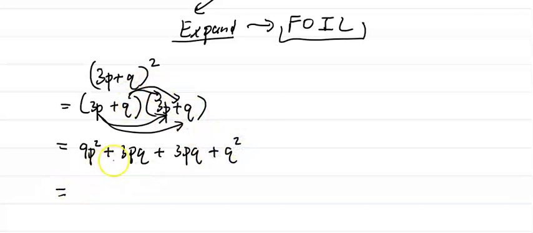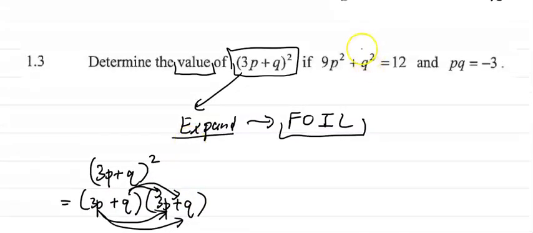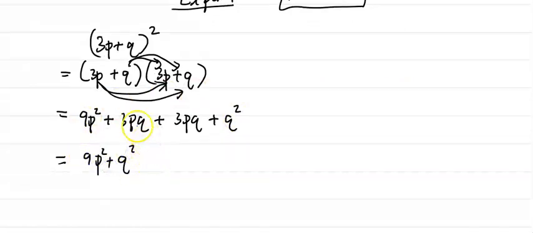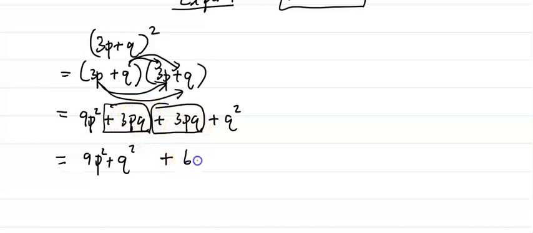So what does this leave us with? So we go back to the question. It says here that 9p squared plus q squared is equal to 12. So let's group that: 9p squared plus q squared, and then we're left with plus 3pq and plus 3pq. Remember, those are like terms. Now why are they like terms? Because you've got pq and pq, the letter part is the same. So it's like 3 apples plus 3 apples is 6 apples, so that's going to be plus 6pq.